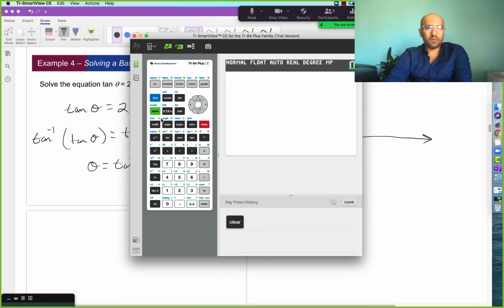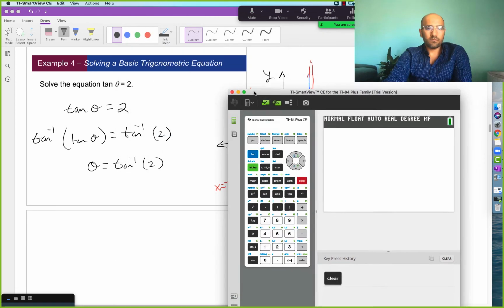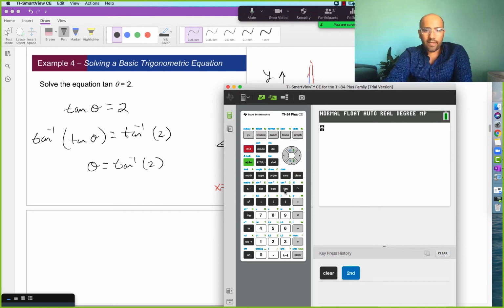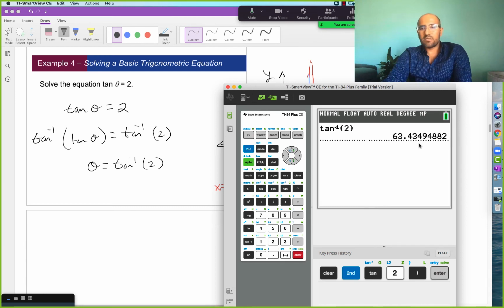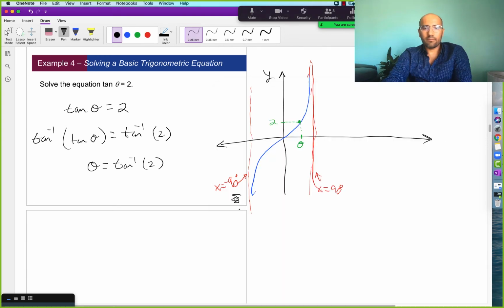Okay, so tangent inverse of 2. Tan inverse of 2, close parentheses, enter, 63.43. That's what this is over here. So that means this is 63.43 degrees. Good. So punching that in our calculator, we get 63.43 degrees. So we're almost there, except we want to find all solutions.